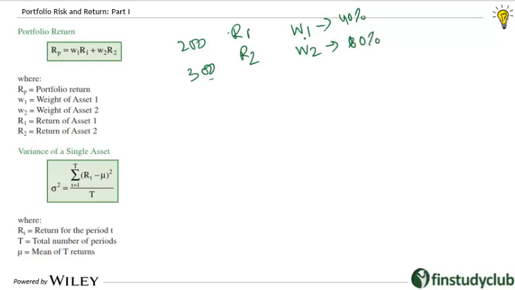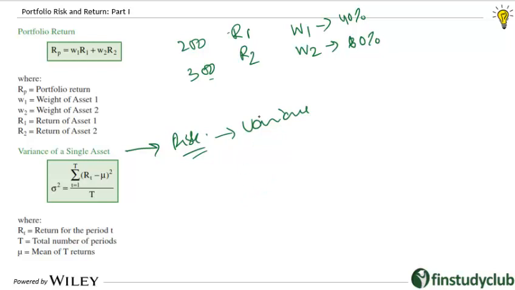And I can easily calculate the mean return, the portfolio return. It's going to be 40% of R1 plus 60% of R2. Now coming over to the variance of a single asset, we are trying to calculate the risk which is there in this asset. If I were to invest into this asset, how do I gauge the risk? Well, one measure is the variance of return.